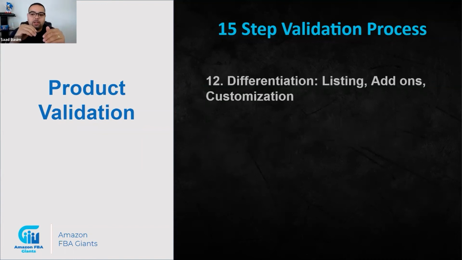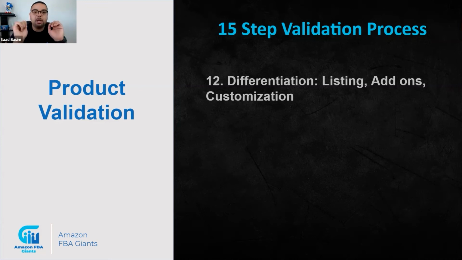I want to make sure that the product I am looking at has room for differentiation, whether in the listing itself, or by adding add-ons or customization. If I get a product like this, I cannot sell a red pen like this where everyone has the same thing. I want to make sure that if I sell this product, I can add something to it to increase the perceived value. So I always aim for 5 to 10% of the product cost to go into customization or differentiation.